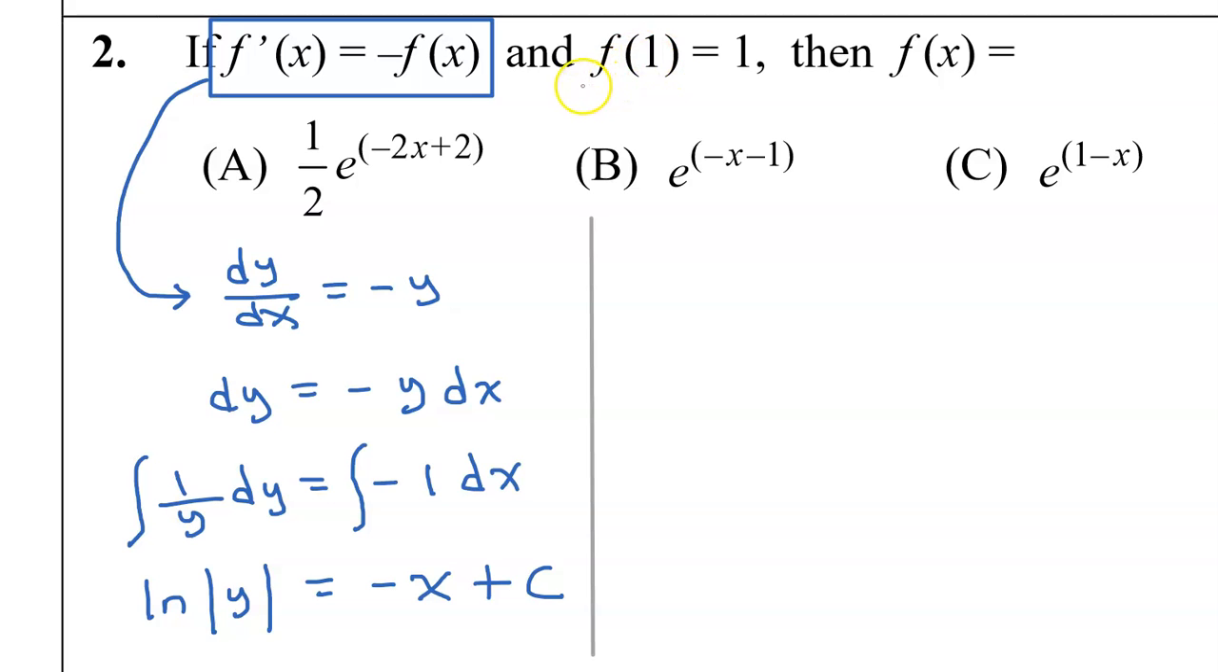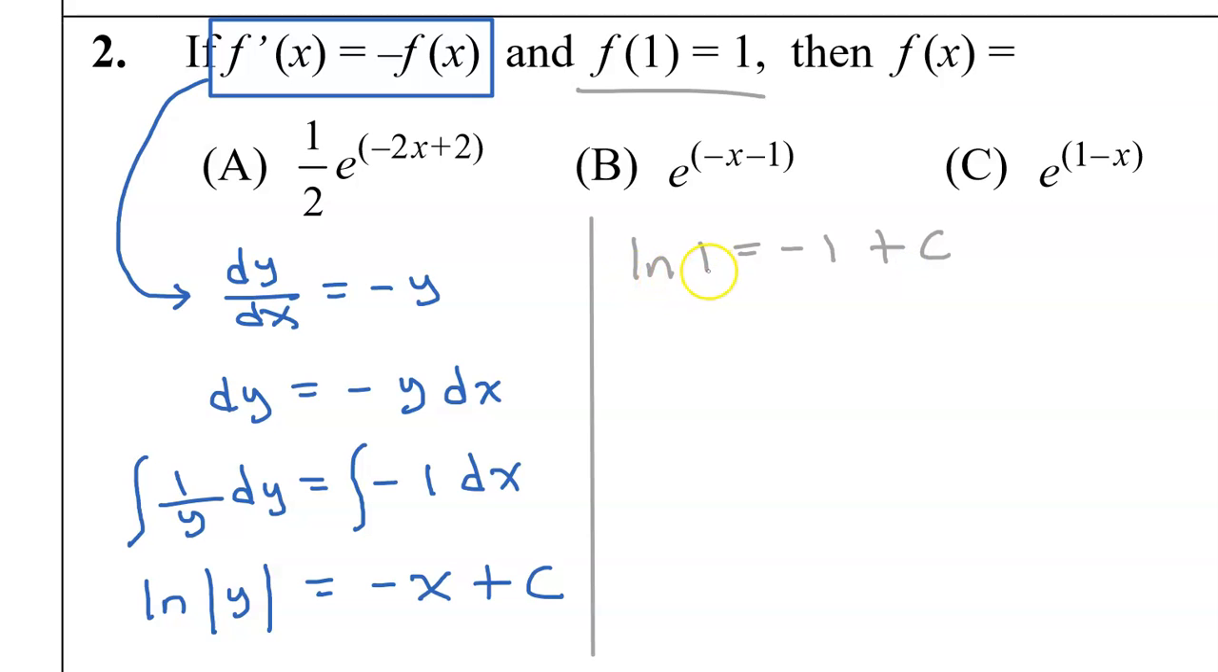Let's use this initial condition to help us find the value of c. When x is equal to 1, y also equals 1. So let's substitute 1 in for x and y. This gives us the natural log of 1 is equal to negative 1 plus c.